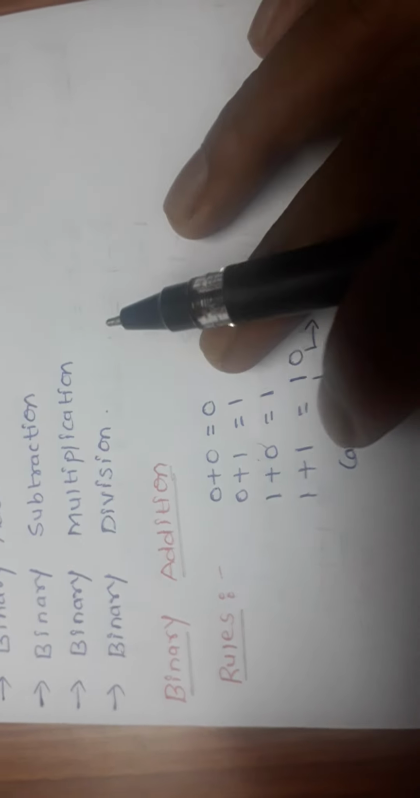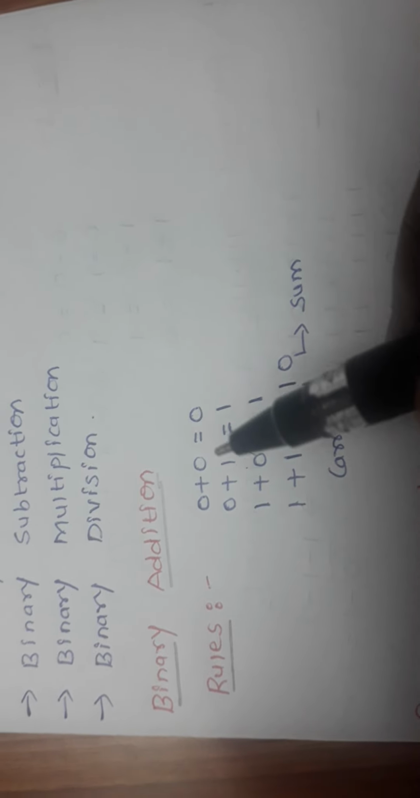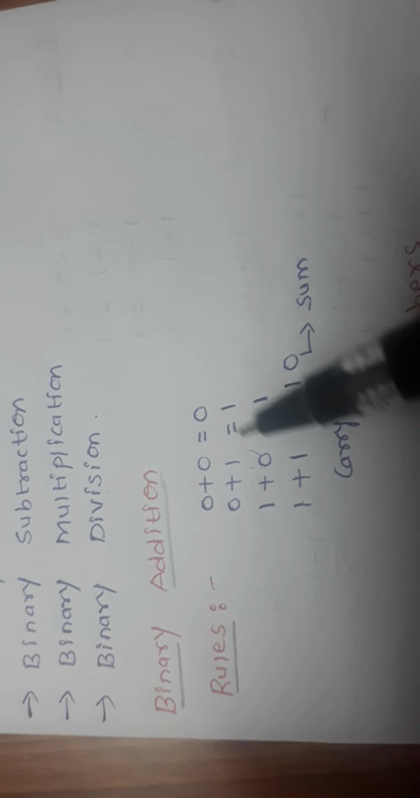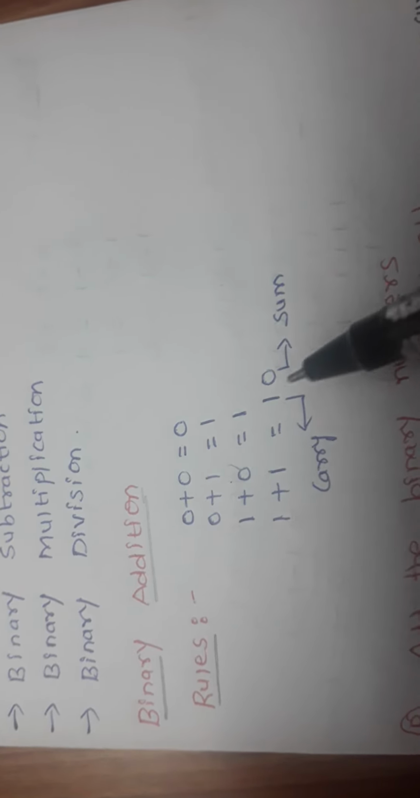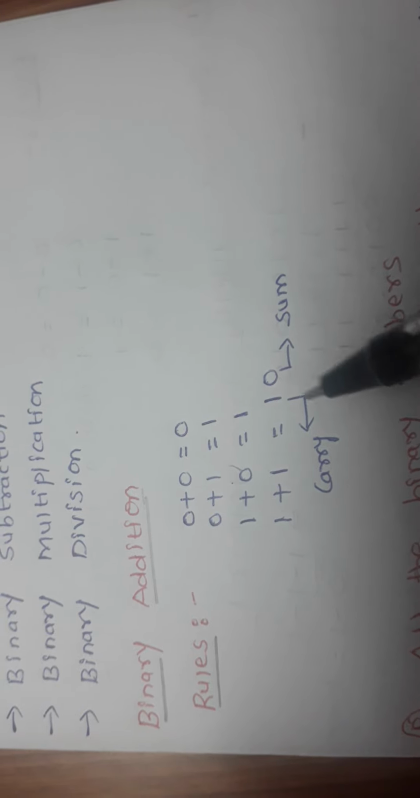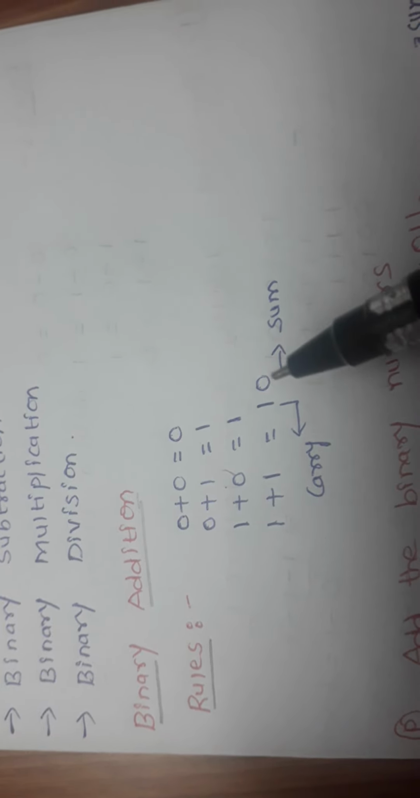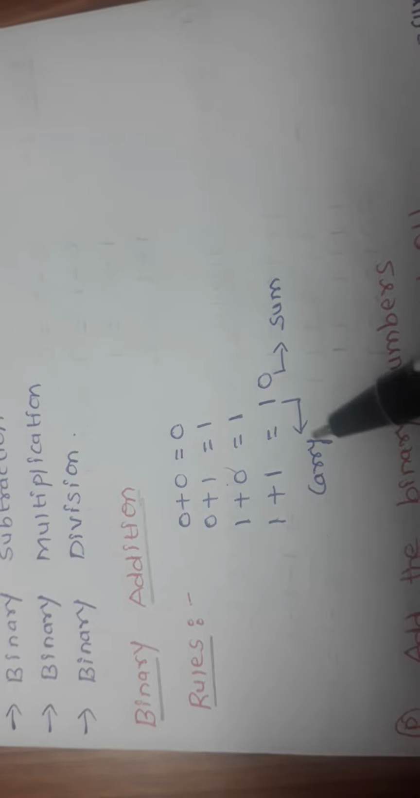Now coming back to binary addition, these are the rules we have. 0 plus 0 is equal to 0, 0 plus 1 is equal to 1, 1 plus 0 is equal to 1, and 1 plus 1 is equal to 10. Here if you observe, 0 is the sum and 1 is the carry. That means the least significant bit is the sum and the most significant bit is the carry.